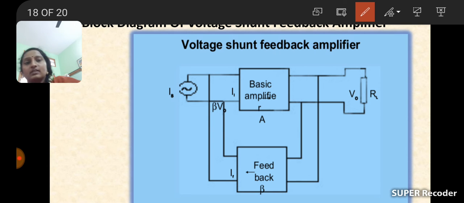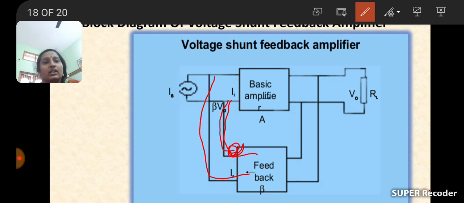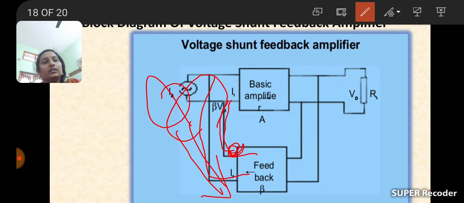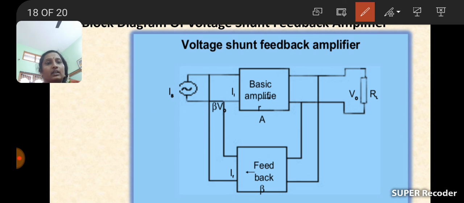In voltage series, the input is connected to one terminal and this one is connected here. But in voltage shunt feedback, if two terminals are there, the first one is connected to the first one and the second one is connected to the second one. That is the only difference, and in this way we make the connections. Here the input voltage is connected in parallel with the feedback voltage. Okay, and coming to the next one, the current series feedback amplifier.